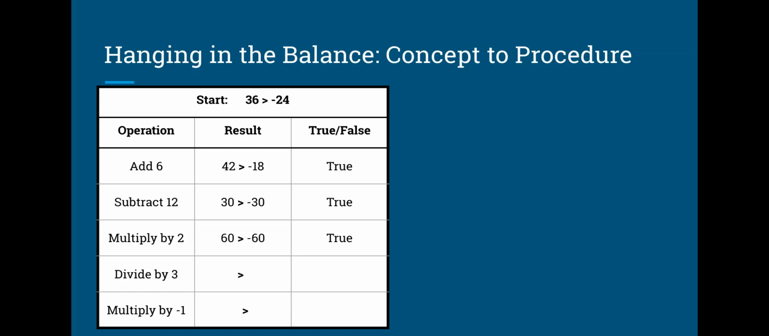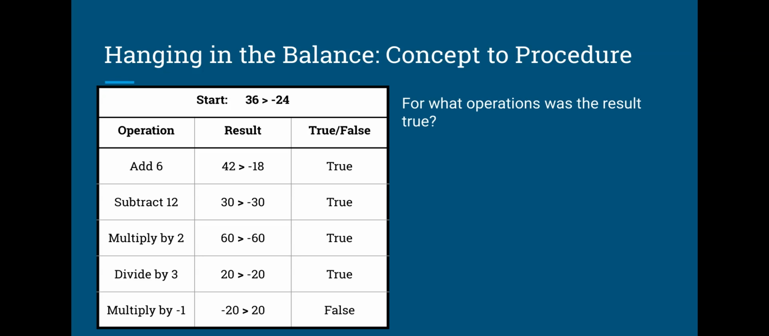Now, I might divide. I may tell students to multiply by a fraction at some point in here. It doesn't matter. That's a judgment for your own class, but you want to include the operations of addition, subtraction, multiplication, and division, or multiplication of fractions somehow. And so when I divide by 3, I get 20 is greater than negative 20, and that's still true. And now I'm going to multiply by negative 1. And negative 20 is greater than 20. That is actually false, and that's the first time I've come up with a false statement.